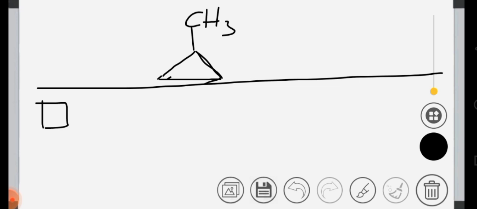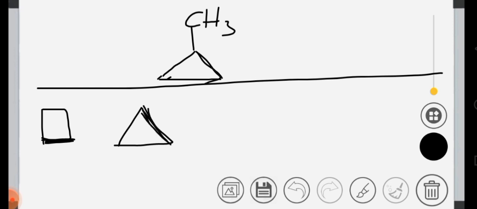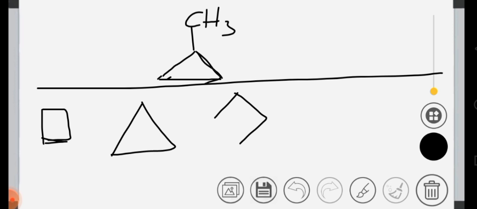Let me be very careful with what I'm doing. Something like this. Anything that looks like a square is called cyclobutane. The one that looks like a triangle, without multiple bonds, so single bonds all through, is called cyclopropane. Then the five-sided shape is cyclopentane. Let me just draw it like this.